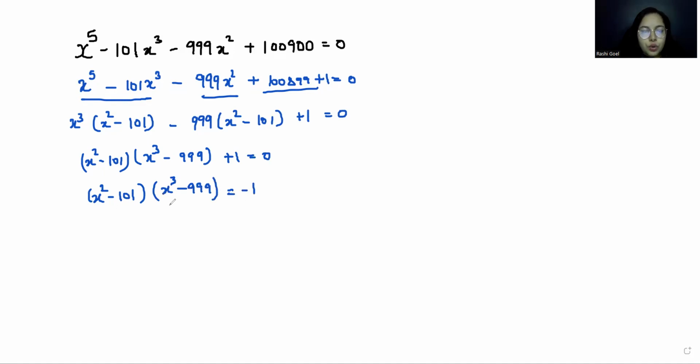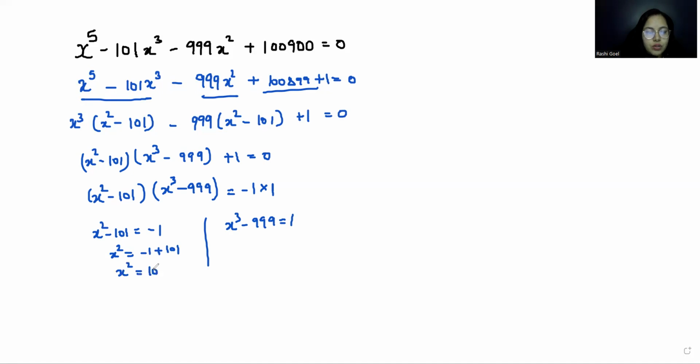So there are two numbers in multiplication. So we can say that if we multiply 1, this gives the same value. So x square minus 101 we compare with -1, while x cube minus 999 we compare with 1. So x square is equals to -1 plus 101. So x square is equals to 100 and the value of x is plus minus 10.